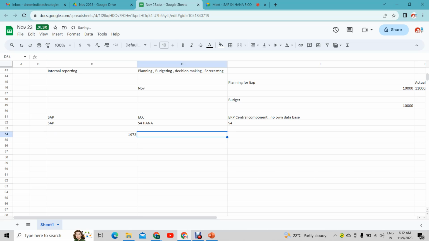1972. It's a German company, right? Yes, sir. Initially it was started with five people. Okay, five people. So initially it was something like system analysis product, something they named it, and later they changed it into SAP, as in systems, applications, and products in data processing. That is how they started.